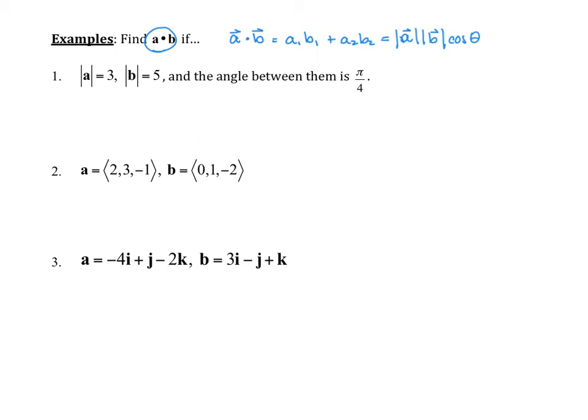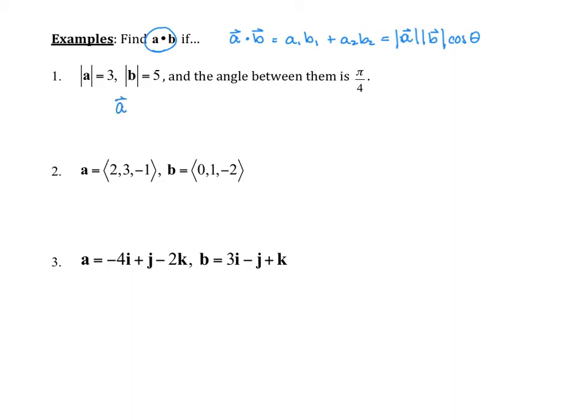So for example, on this first one, it says that the magnitude of A is 3, the magnitude of B is 5. Right there, I know I'm going to use this portion of the dot product. It says the magnitude of A times the magnitude of B times the cosine of theta. I have all that information.